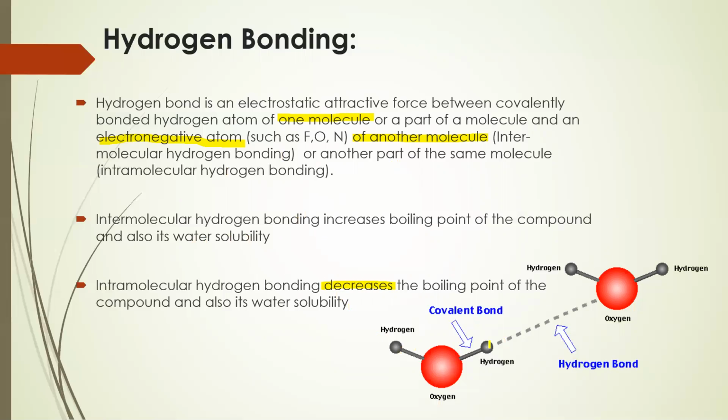For example, here is one water molecule, and here is the second water molecule. In the first water molecule, hydrogen is electropositive and oxygen is electronegative. So the electronegative oxygen atom of one water molecule attracts the electropositive hydrogen atom of the other water molecule towards itself, and this is known as an intermolecular hydrogen bond, which is represented by a dotted line. I repeat, the hydrogen bond is represented by a dotted line.